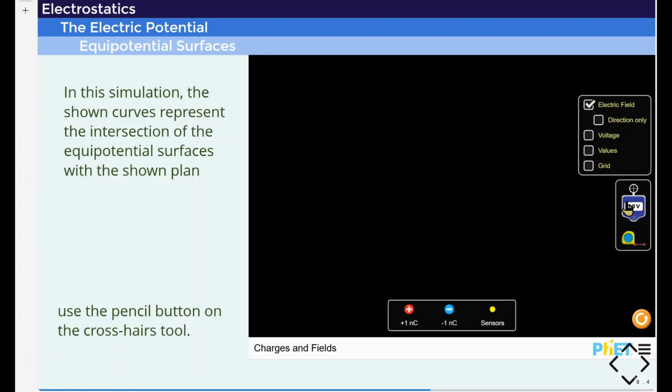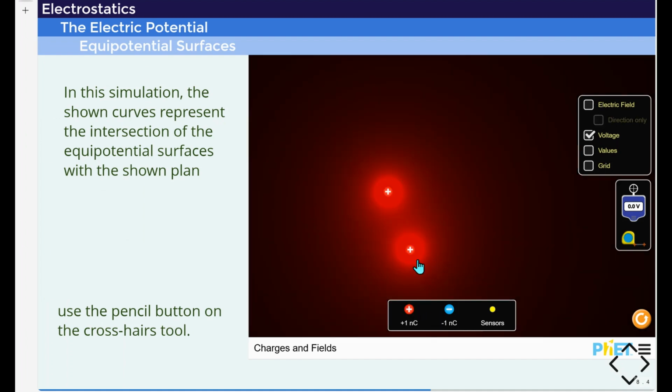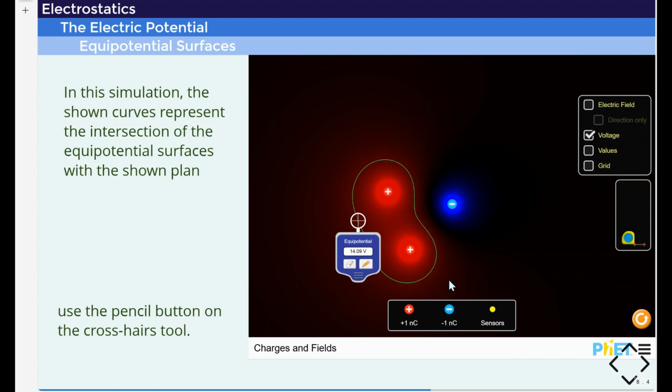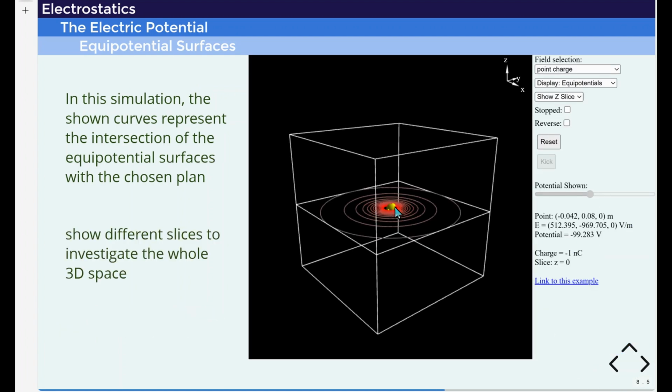And in this particular simulation, the way to find this equipotential view is to put charges around here. Let's say I have a bunch of charges like that. And then I come in here and say, I want to find the line of equipotential that is 14 volts. So I find a point that is 14 volts, I click on this pencil, and it draws that equipotential surface. All of the points on this green curve here are points that have potential of 14 volts. And that is what these lines are. They're called equipotential surfaces. In this particular simulation, these curves are the intersection of the equipotential surfaces with the chosen plane.